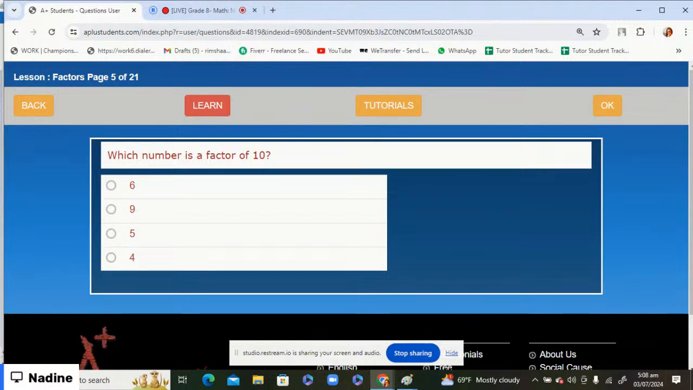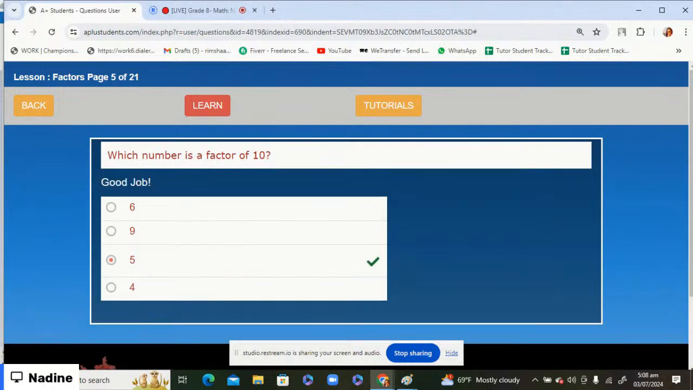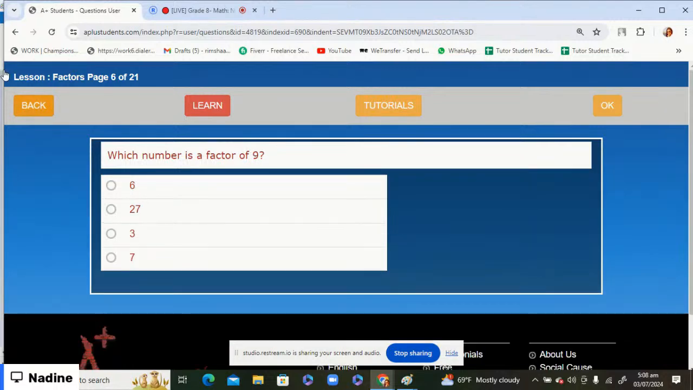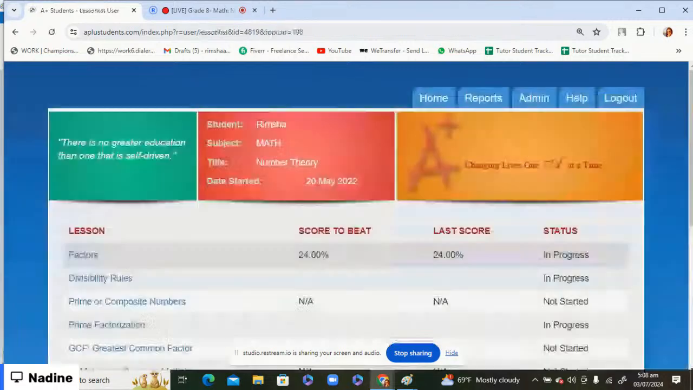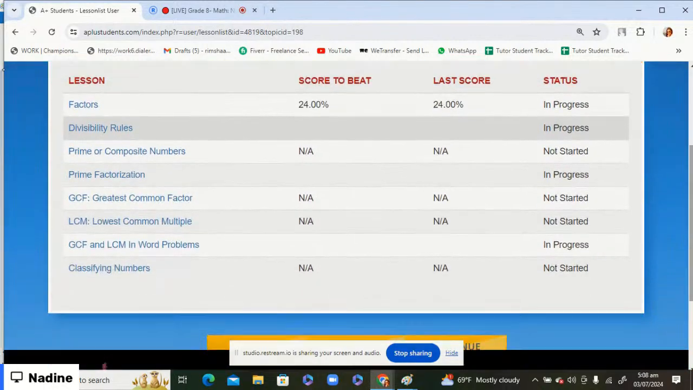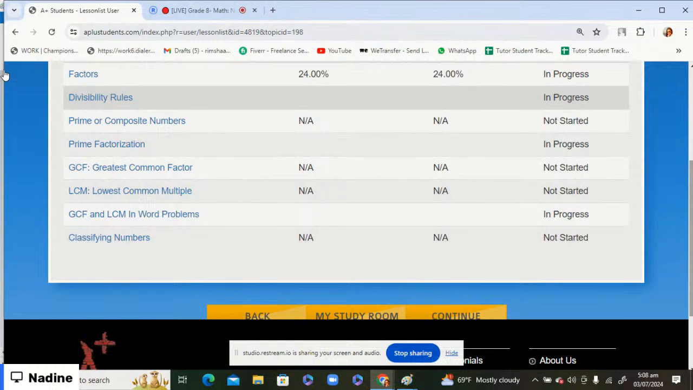Okay, now you guys tell me which number is a factor of 10. 5 is a factor of 10. Why? Because 10 divided by 5, the answer is 2. Okay. Now you guys solve the rest of the questions by yourself regarding this lesson. Okay, now let's discuss the next one, divisibility rules.